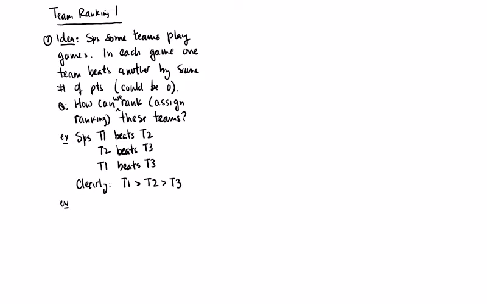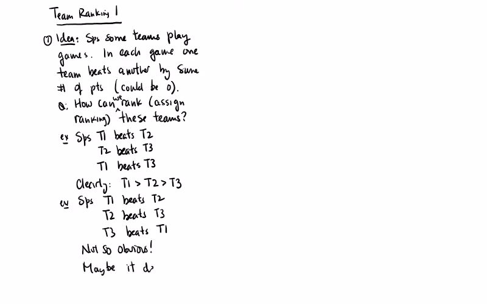But what if we had the following situation? Suppose Team 1 beats Team 2, Team 2 beats Team 3, but then Team 3 beats Team 1. Now I haven't done anything with numerical scores just yet. I'm just looking overall. So now it's not so obvious. Maybe it depends upon the scores. If the score differences for some of these games are bigger than the score difference between other games, that might be a thing, right? So let's see how this can give us a system.